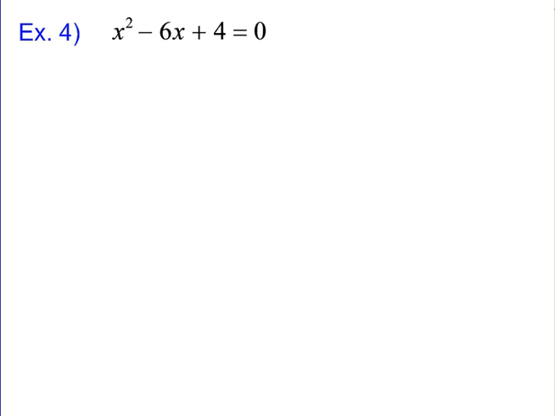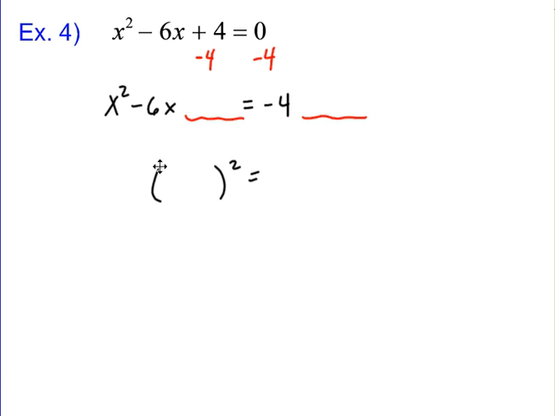So let's take a look at this again. x squared minus 6x plus 4. We're going to start off by isolating the a and the b term. So then we get x squared minus 6x equals negative 4. And we're going to think about what number we're going to put in this spot so that we can get a perfect square trinomial, and that way we get that binomial square.